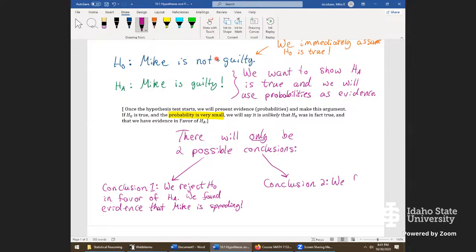We failed to show HA is true. We would probably say this as a prosecuting attorney.